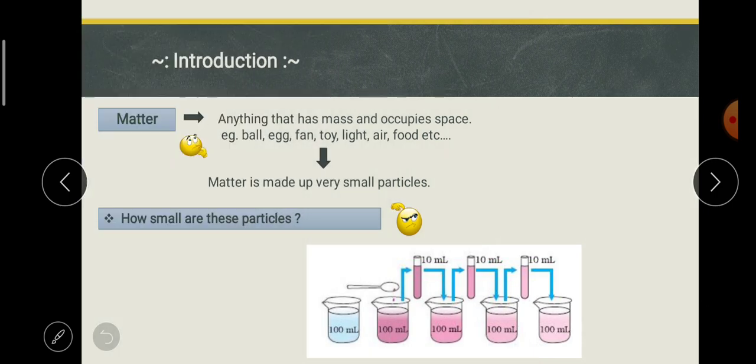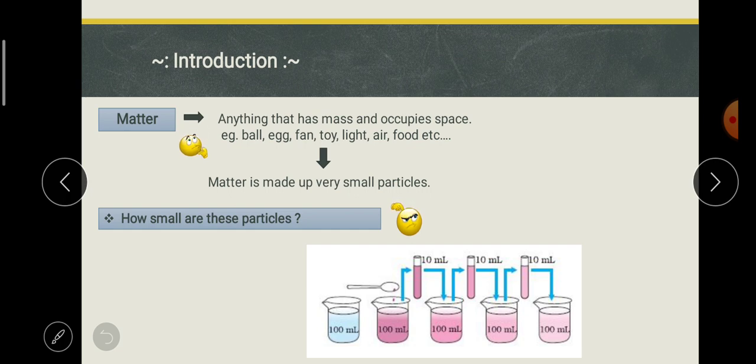So first is what is matter? Anything that has mass and occupies space is matter, or we can say anything which has volume is matter. Example: ball, egg, fan, toy, light, air, food, etc. Anything that we feel or we see around us is matter.